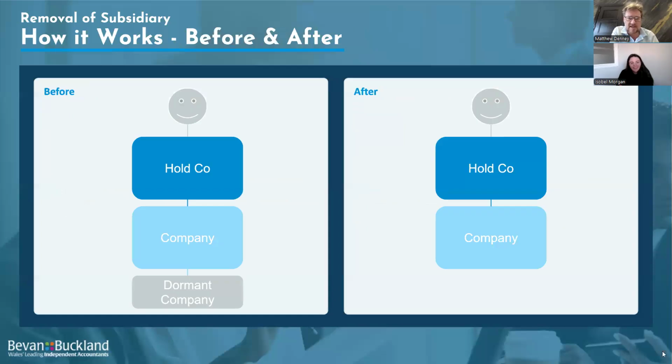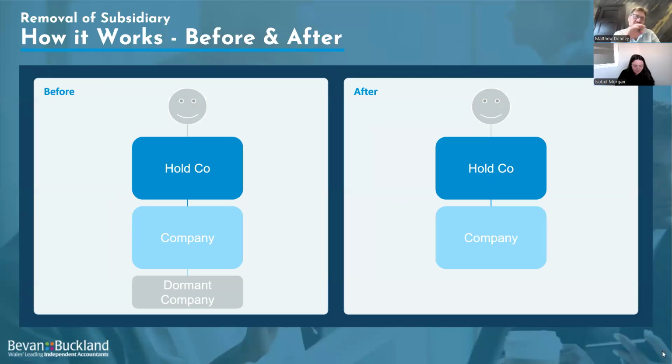We're just showing, before, a trail of companies racking up, and afterwards a leaner, easier to manage group, ready for ongoing trade or in preparation for sale. Yeah, it's probably worth saying that sometimes those companies you want to get rid of are in the middle. They're not at the bottom. Yeah. And then you can't get rid of that company because it might own the trading company.